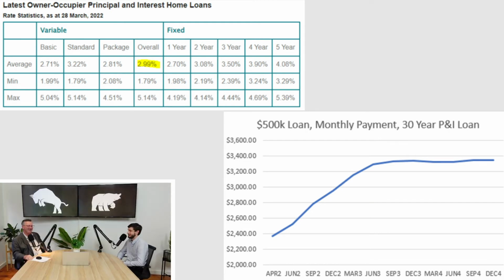Exactly right. So what I've tried to do with the right-hand panel is take a $500,000 mortgage and apply the increasing interest rates to it, over 30 years, principal and interest. And what do we see? Well, pretty much mortgage payments go up by 40% over the next 18 months. So that's obviously quite a big number.